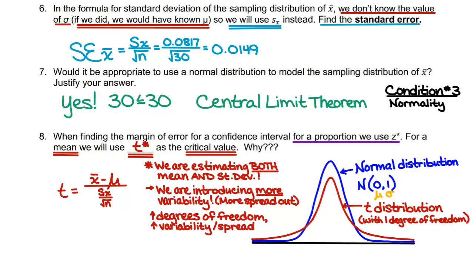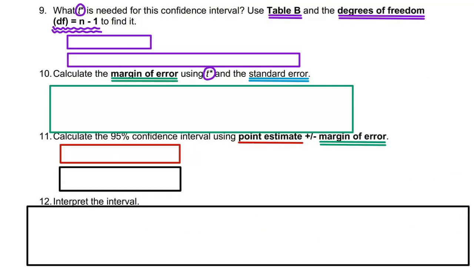So how many cookies were sampled again? 30. What we're going to use for degrees of freedom is n minus 1. So what would our degrees of freedom be? 29 degrees of freedom.